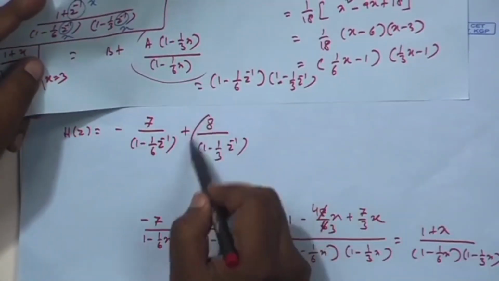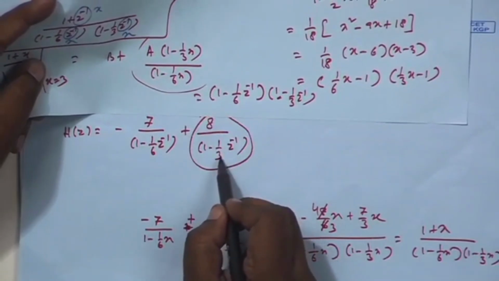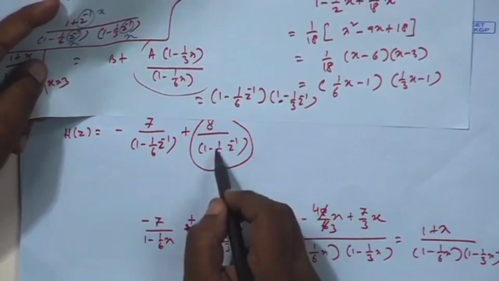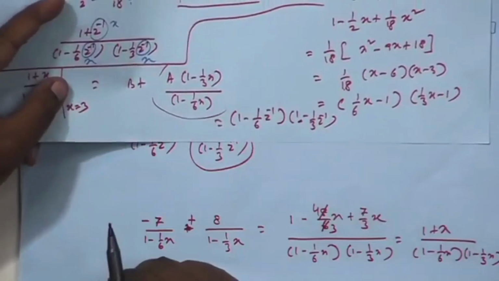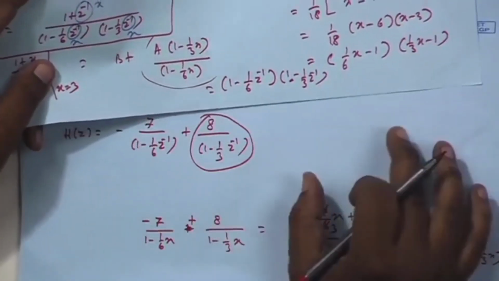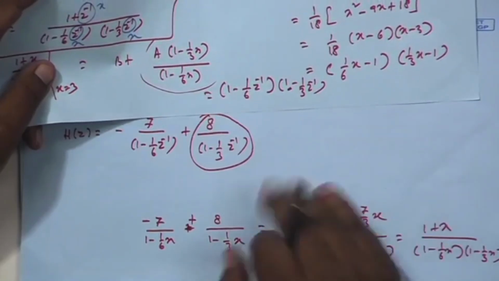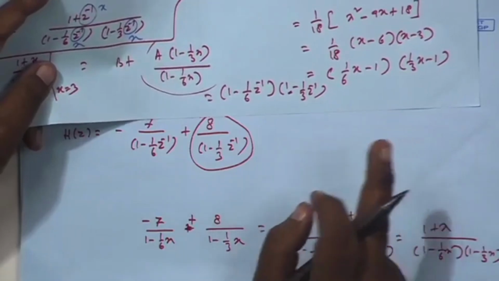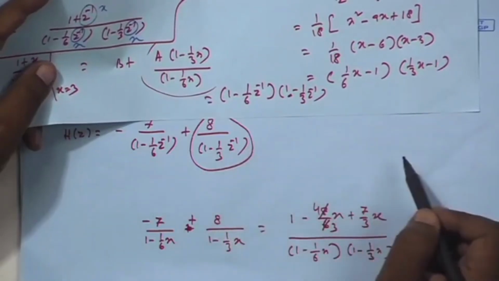Okay. This part has a pole at 1 by 3. If z is 1 by 3, it is 0. So, its ROC cannot contain 1 by 3. So, it will be either outside 1 by 3 or inside 1 by 3. That is, draw a circle of radius 1 by 3, it will be either inside the circle of radius 1 by 3 or outside, but it cannot be including the circle of radius 1 by 3, because on that circle z can be 1 by 3.